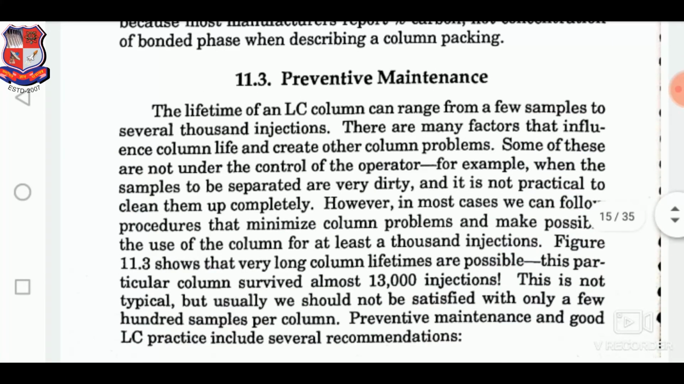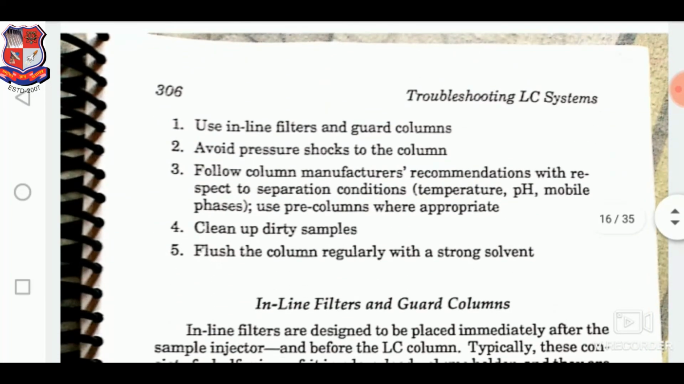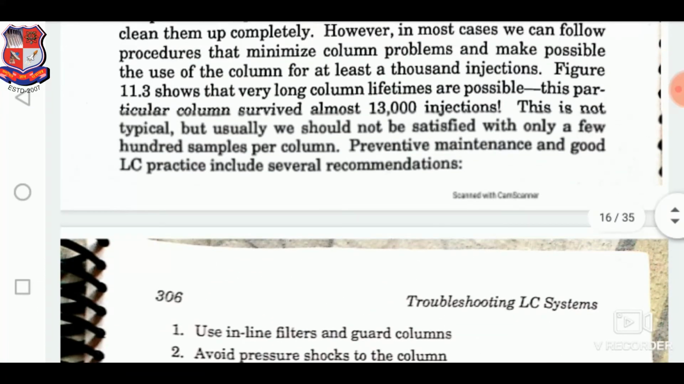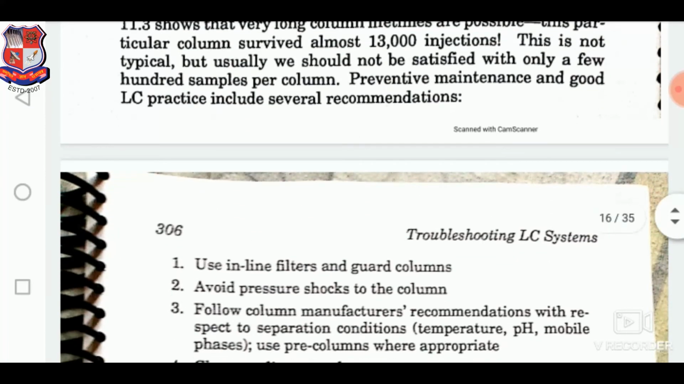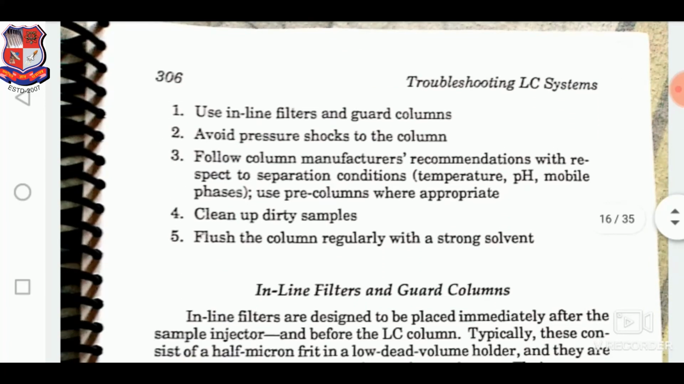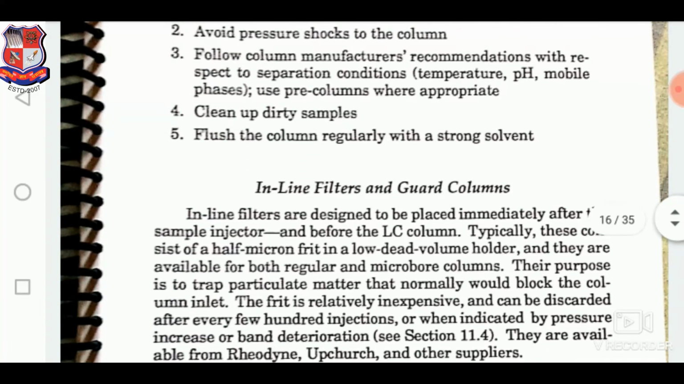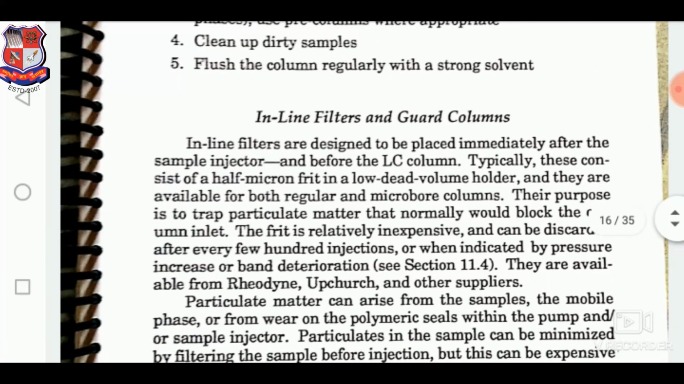Preventive maintenance: the lifetime of an LC column can range from a few samples to several thousand injections, and there are many factors that influence column life and create other column problems. So preventive maintenance and good LC practice include several recommendations. Use inline filters and guard columns. Avoid pressure shocks through the column. Follow the column manufacturer's recommendations with respect to separation condition, temperature, pH, and mobile phases. Use free columns when appropriate. Clean up dirty samples. Flush the column regularly with a strong solvent.